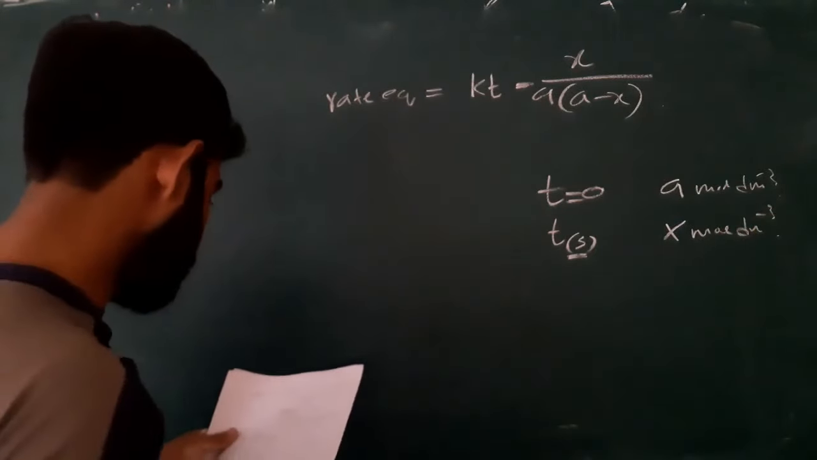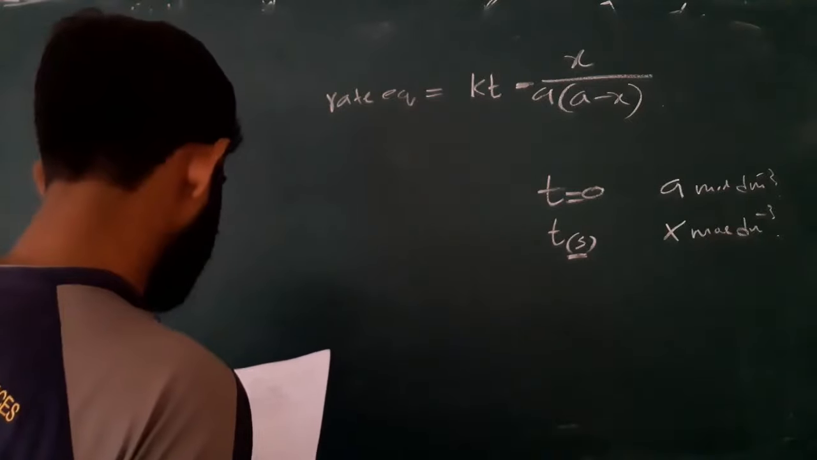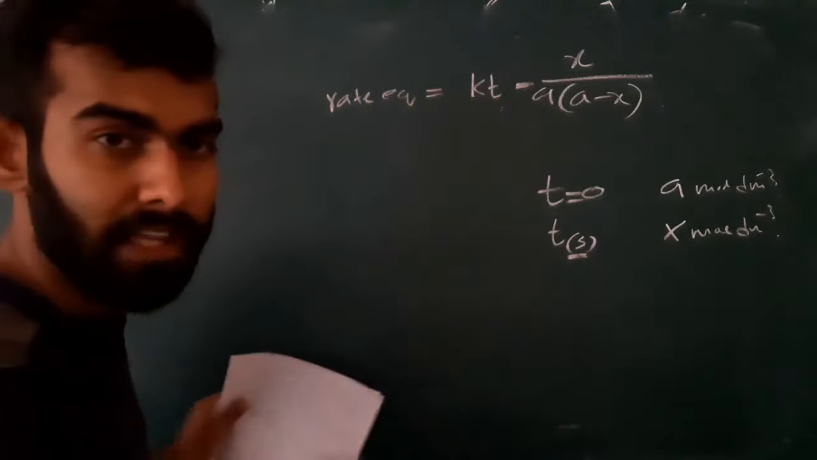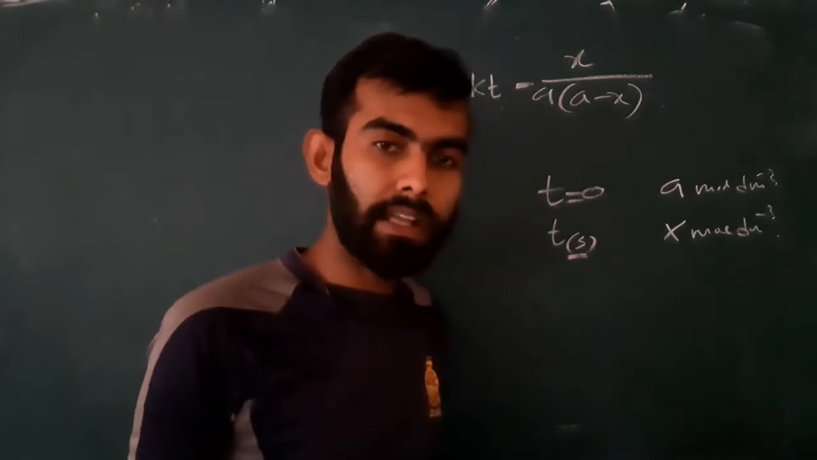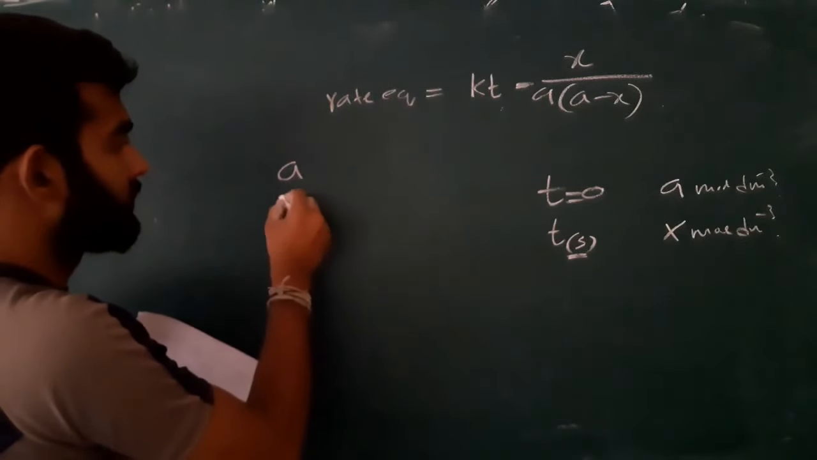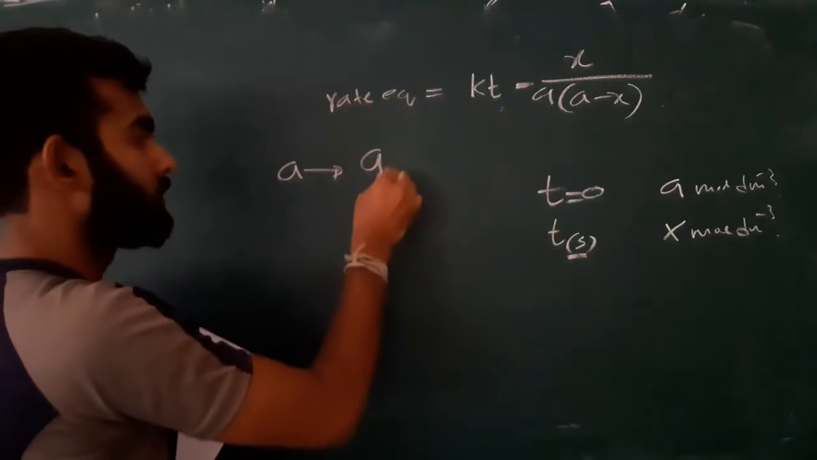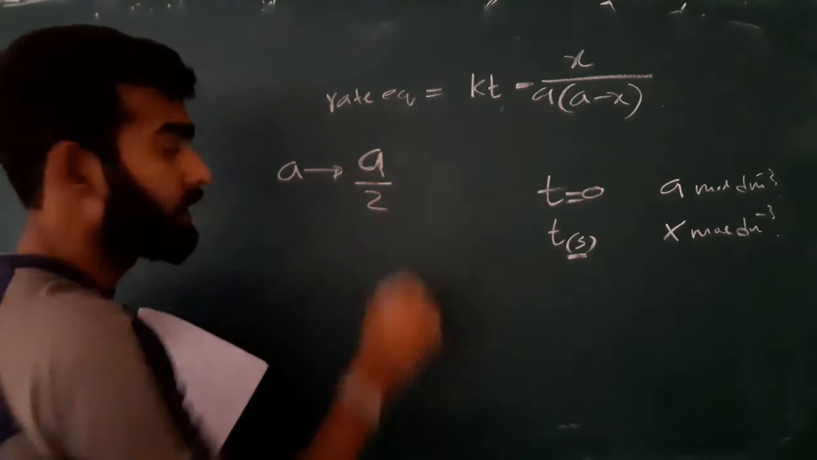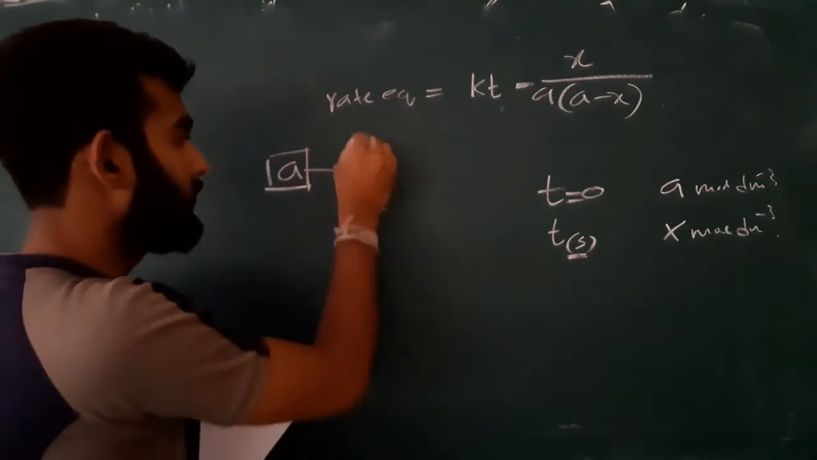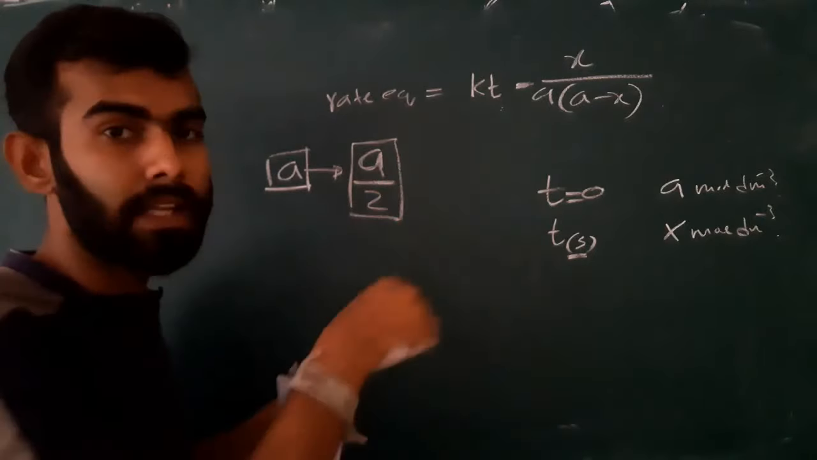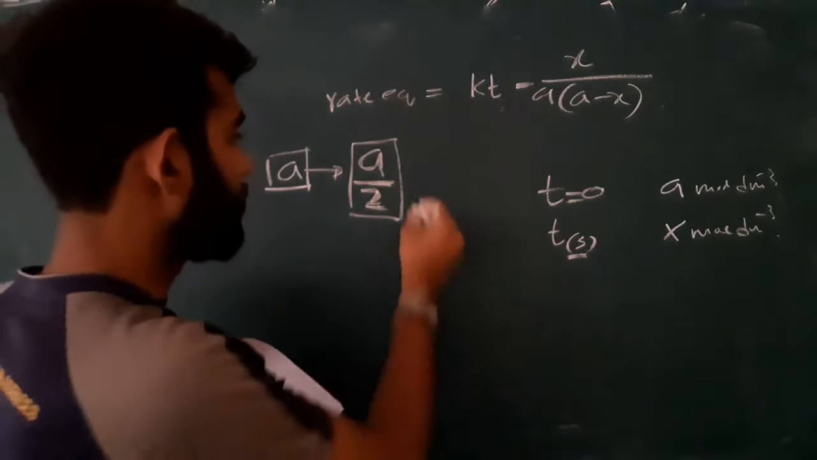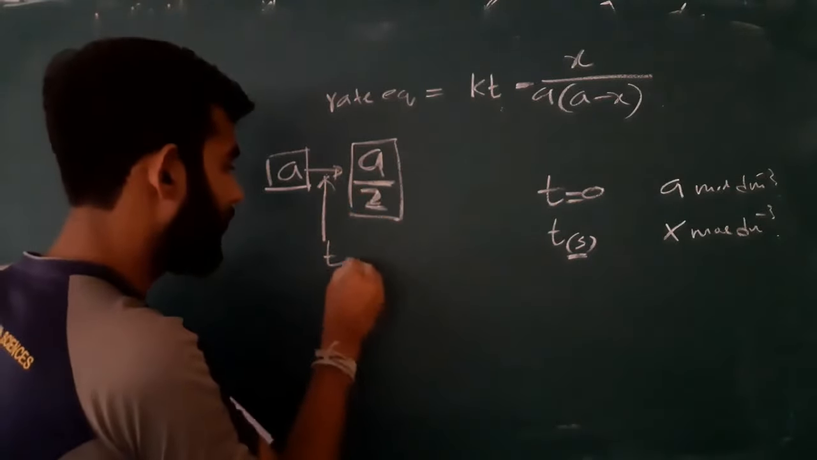Okay, so they ask us to determine the half-life of this reaction. What is the half-life? Half-life means when the initial concentration becomes its half. If the initial concentration is a, when it becomes a over 2, that means decreasing up to a divided by 2, the time taken is t half.